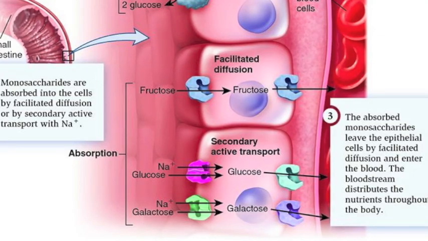The small intestine is very efficient at absorbing monosaccharides. Glucose and galactose are absorbed by active transport, but fructose is absorbed by facilitated diffusion.